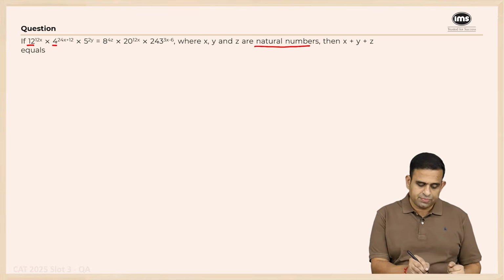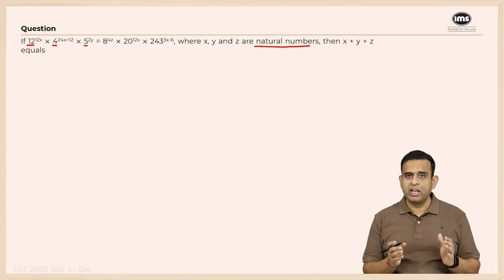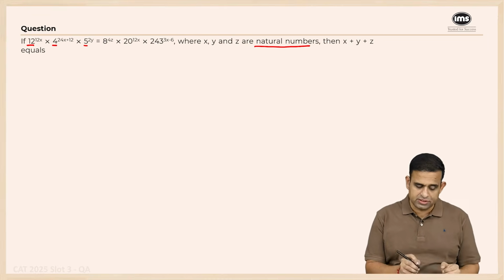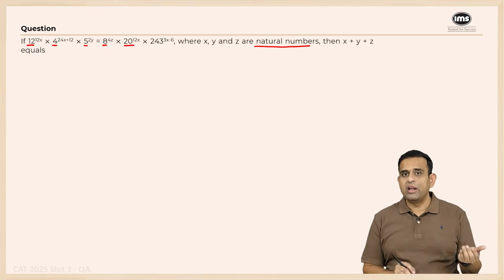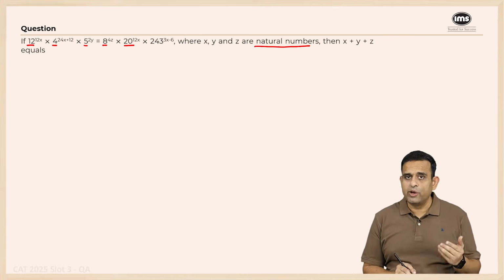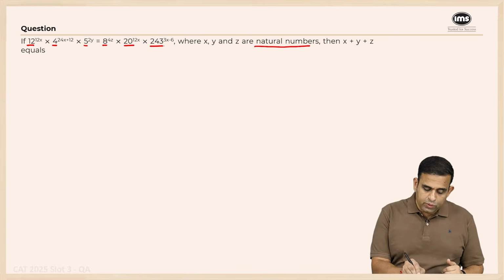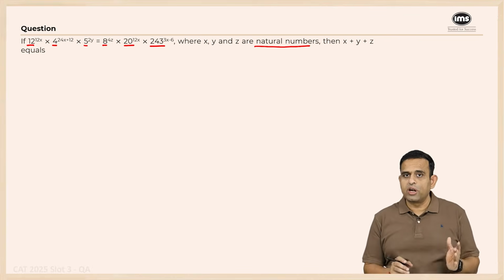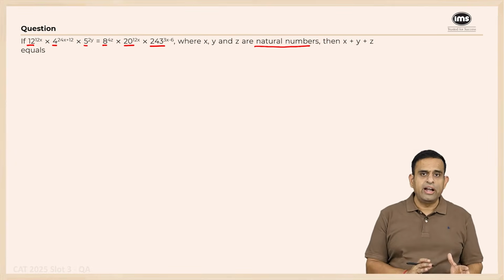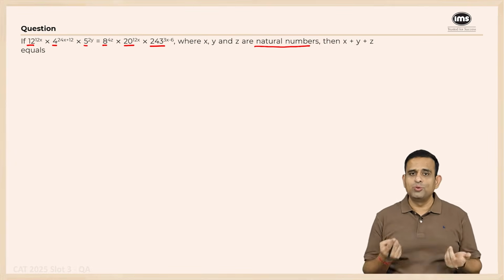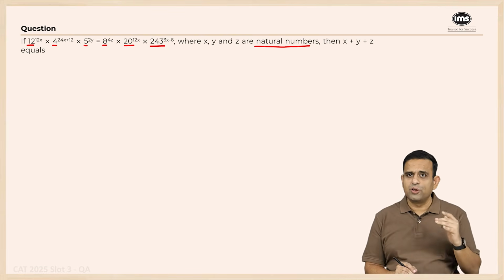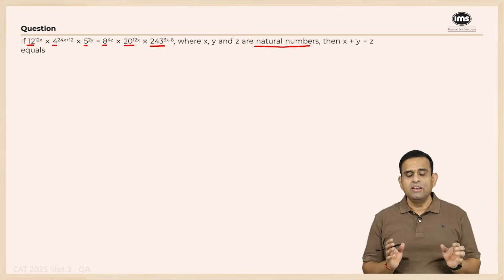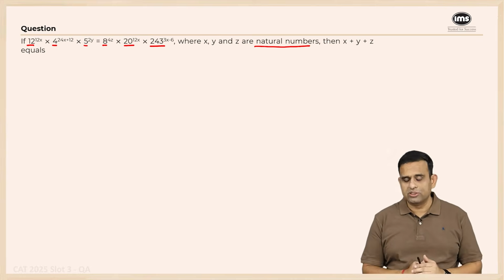4 is 2 square. 5 is 5. So the left hand side contains 2, 3 and 5 as prime factors. 8 is 2 cube. 20 comprises 2 and 5 as prime factors, 2 square into 5 is 20. The number 243 is 3 power 5. So what I will do, for both the left hand side and the right hand side, is try to write everything in terms of powers of 2, powers of 3, and powers of 5, and then I can try to equate both sides.